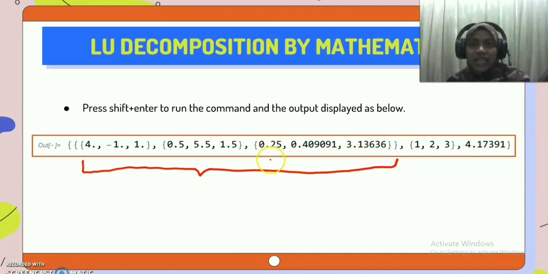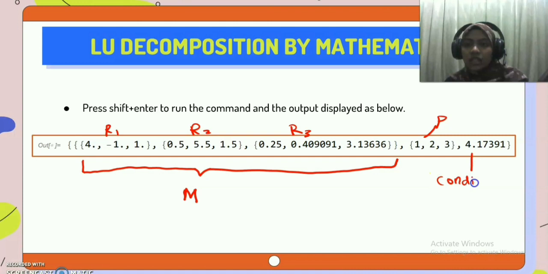Because matrix A is a 3 by 3 matrix, matrix M will also be a 3 by 3 matrix. So this is our matrix M. This is the first row, second row, and the third row. This is our P, and this is the condition number.